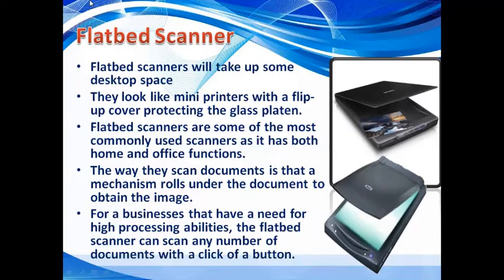We have a glass. On that glass we can put our images and our books, and we have a flip cover, so when we place our document, our pages, we can just close that flip and then we can start the scanning. The way they scan a document is that a mechanism rolls under the document to obtain the image. It just works like a photocopy machine. When you place any document or image on the glass of a photocopy machine and close the flip cover, it can start scanning your document. So like this, the flatbed scanner works.